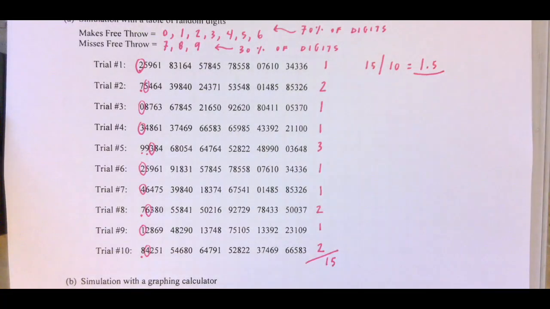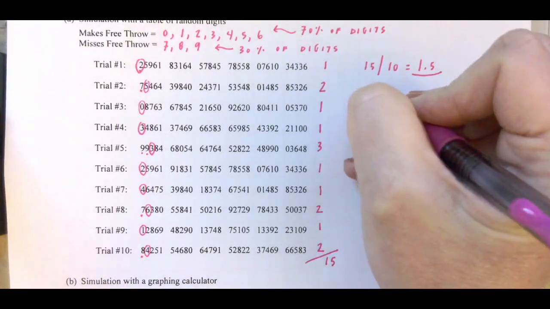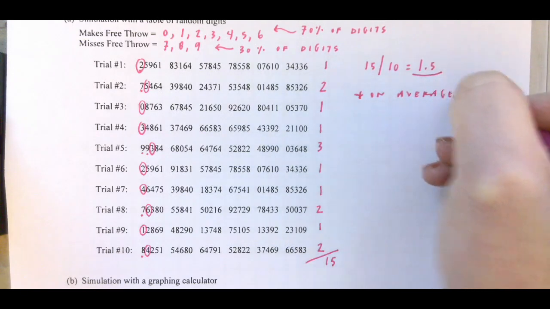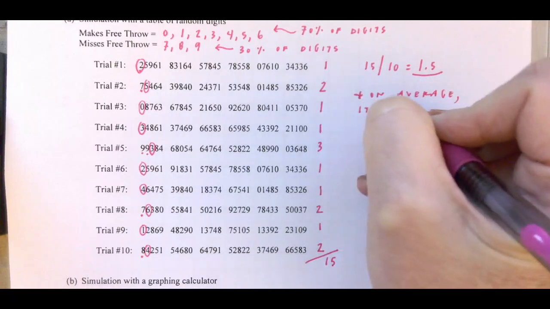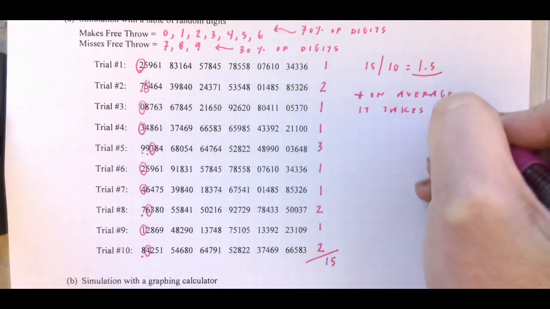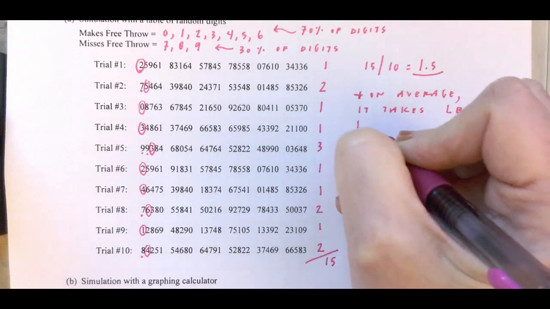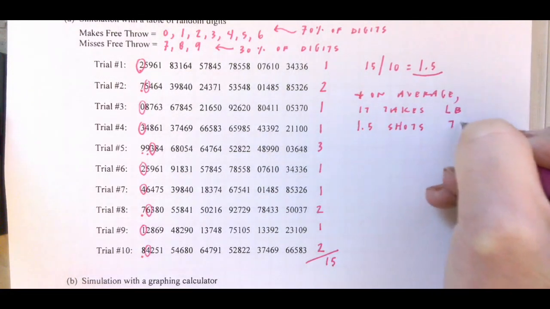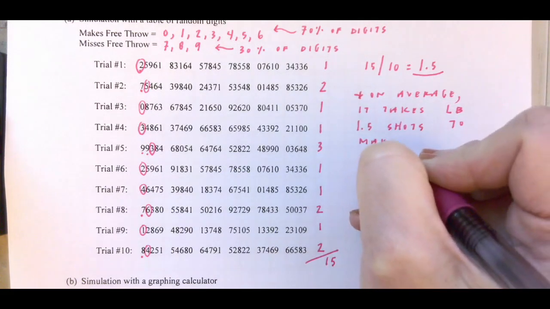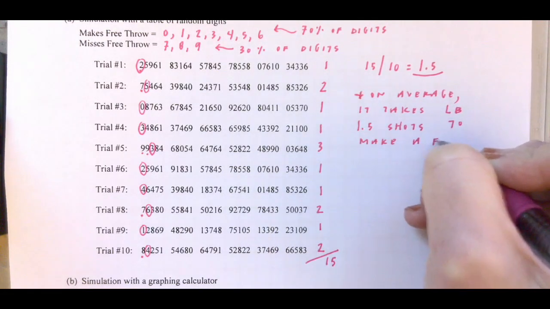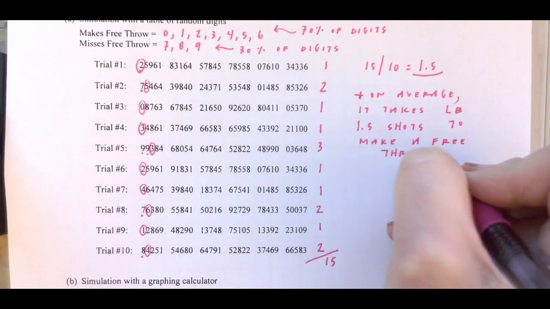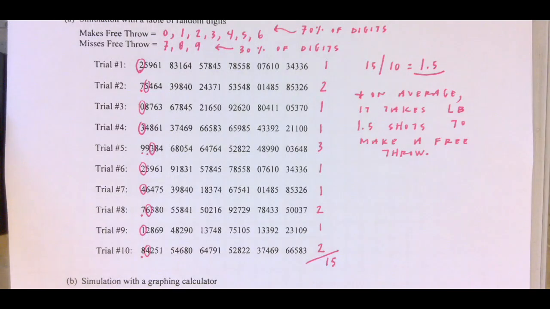So here what we would say is something like, on average, it takes LeBron 1.5 shots to make a free throw. So on average, this is how long it takes for him to be successful.